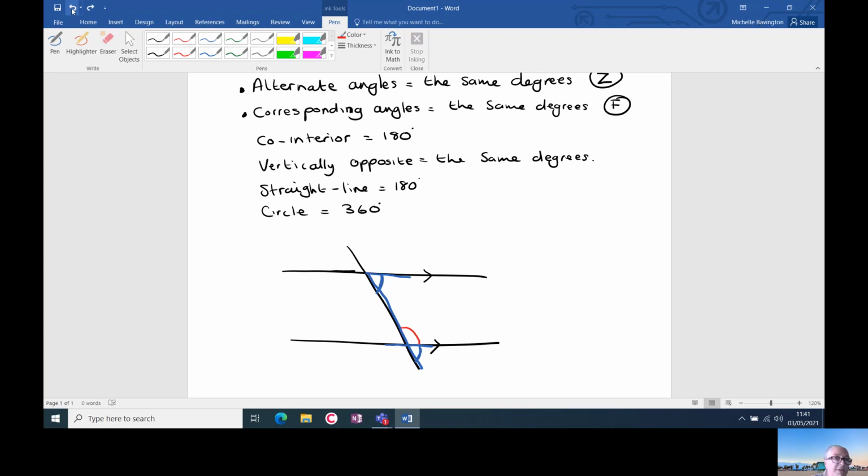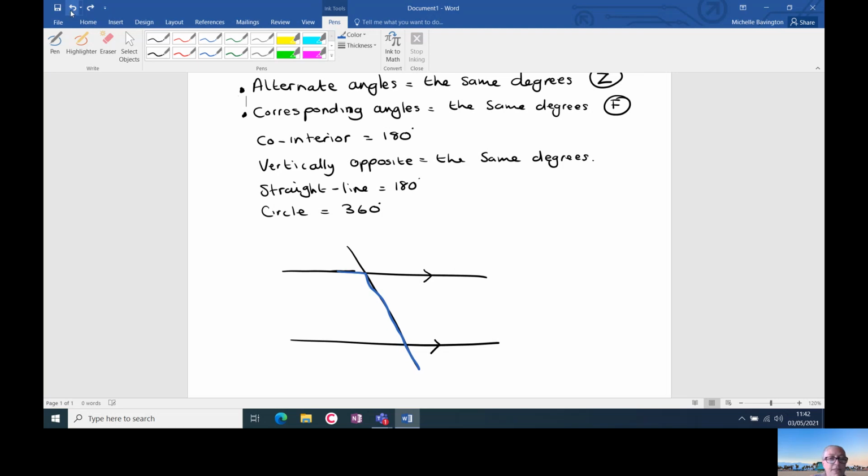Let's do the opposite F. You can do an opposite. Right, so we know it's going to be there. It can't be there because that's alternate. So it's got to be here, and that looks pretty good for a corresponding angle. So they will be the same.